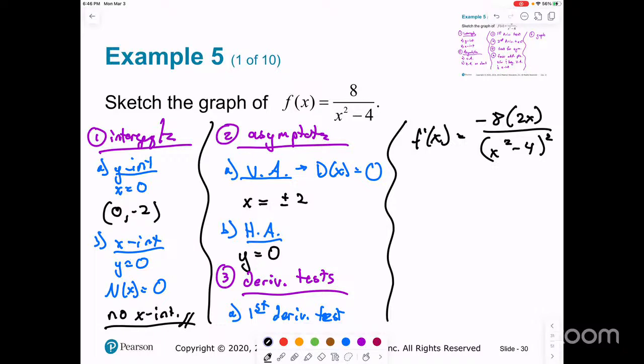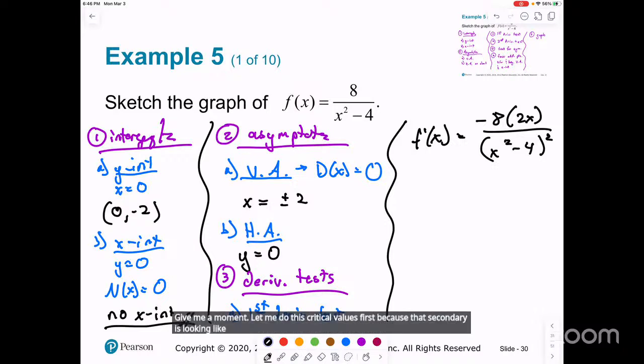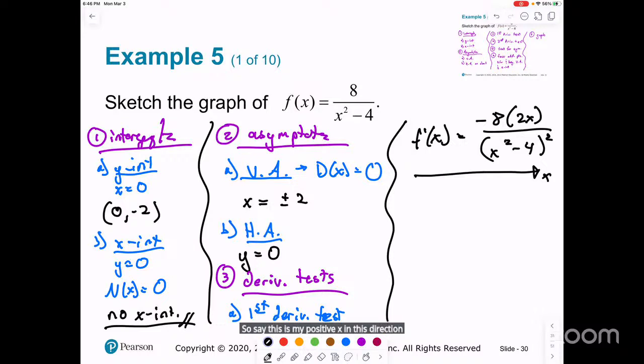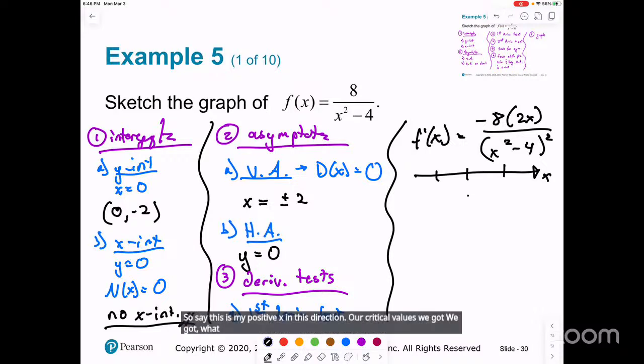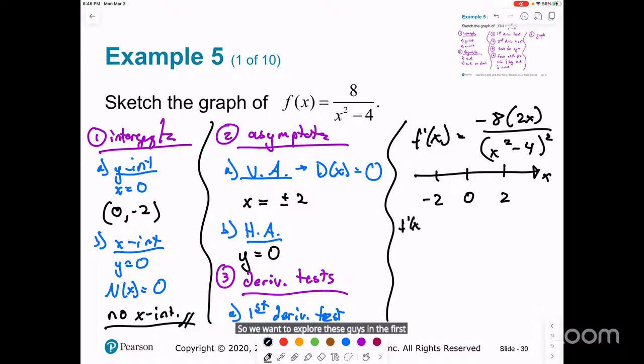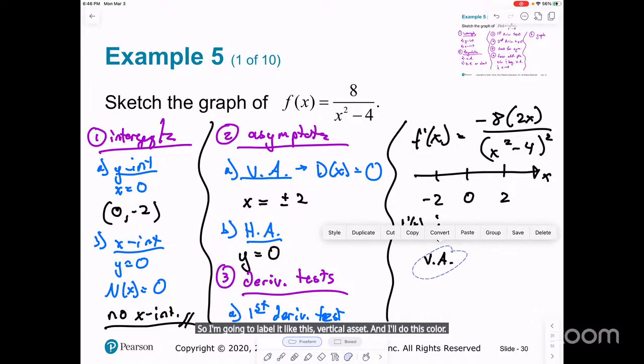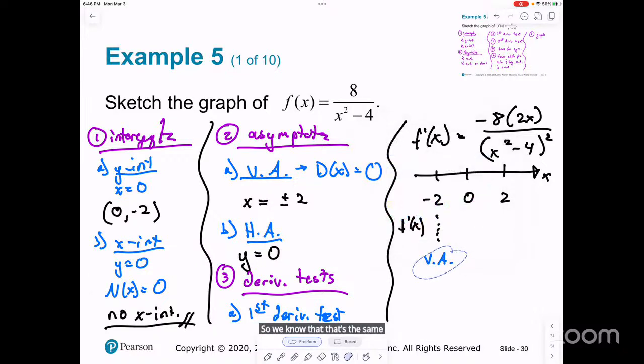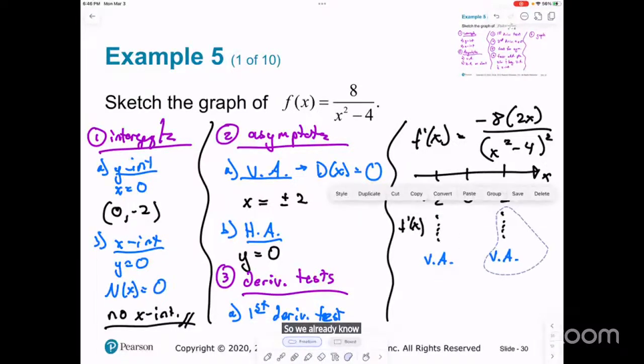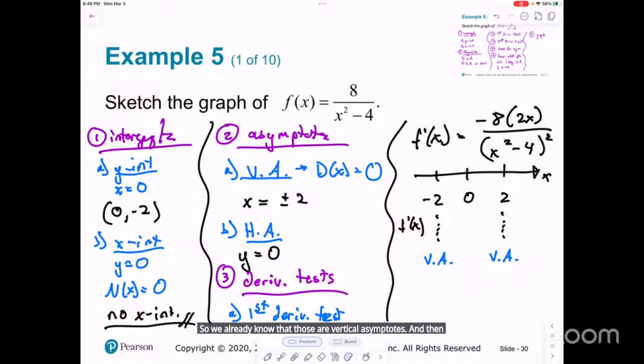Let me do these critical values first, because that second derivative is looking like it's getting nasty. So say this is my positive x in this direction. Our critical values we got what, a 0 and plus or minus 2. So we want to explore these guys in the first derivative. Now at -2, I think that's our vertical asymptote, like we said earlier. So I'm going to label it like this, vertical asymptote. And I'll do this color, so we know that that's something else. Same thing over here. I'll just duplicate this. So we already know that those are vertical asymptotes. And then when x is 0, that makes the first derivative 0.